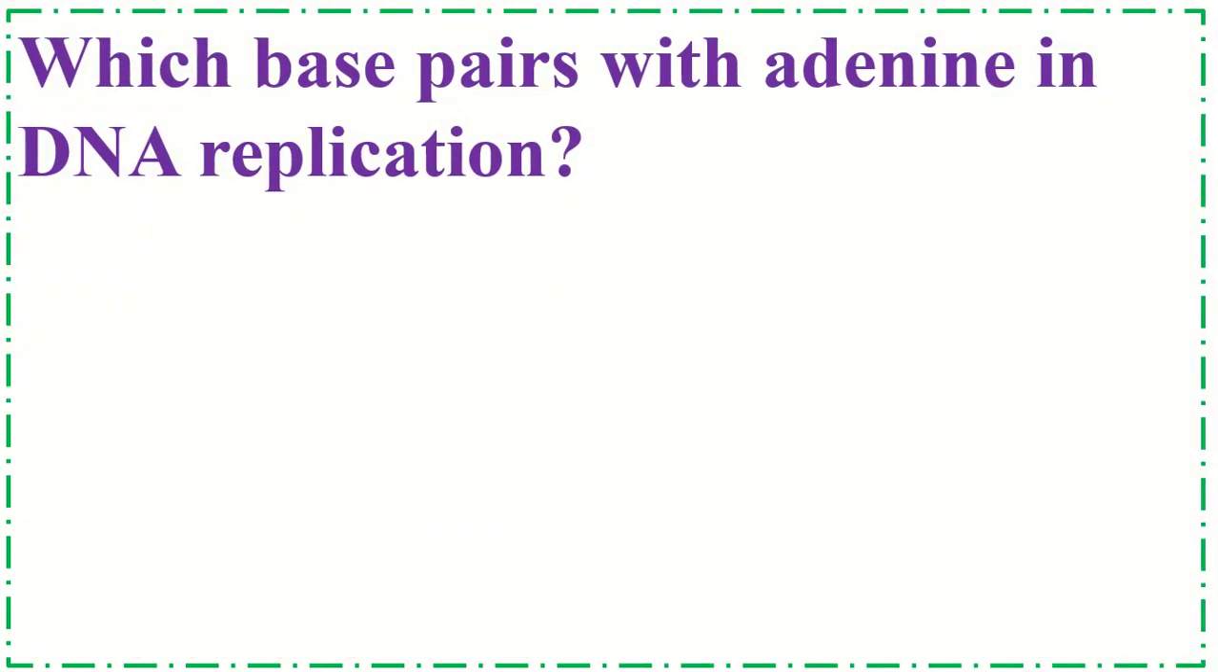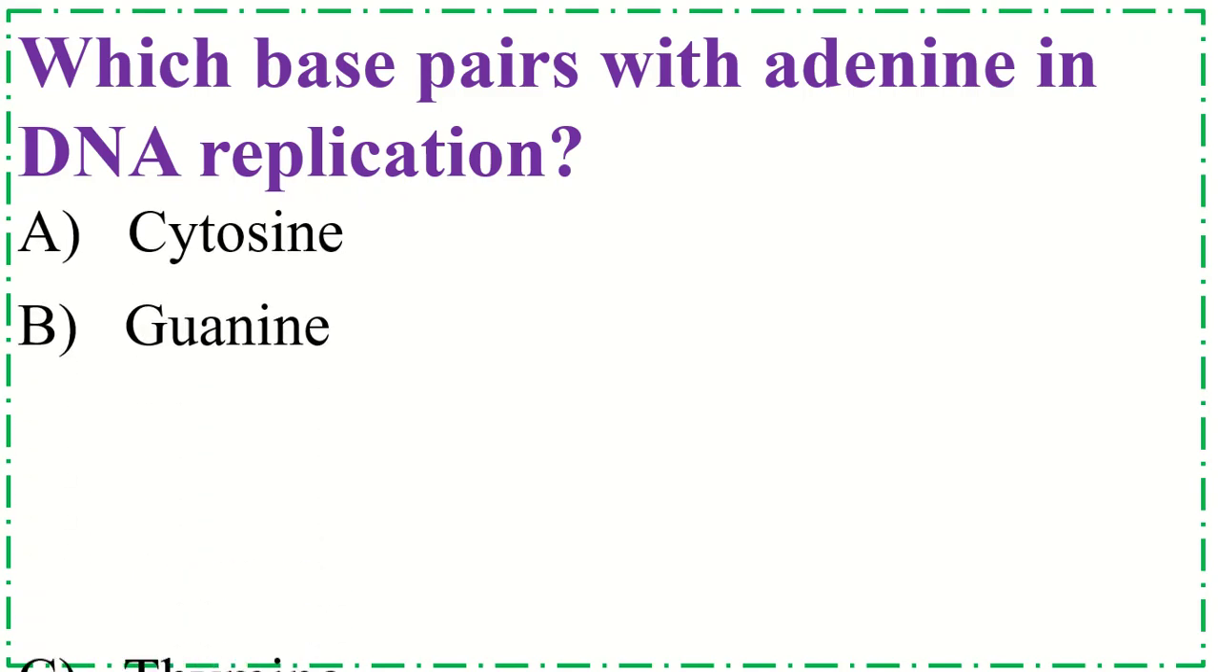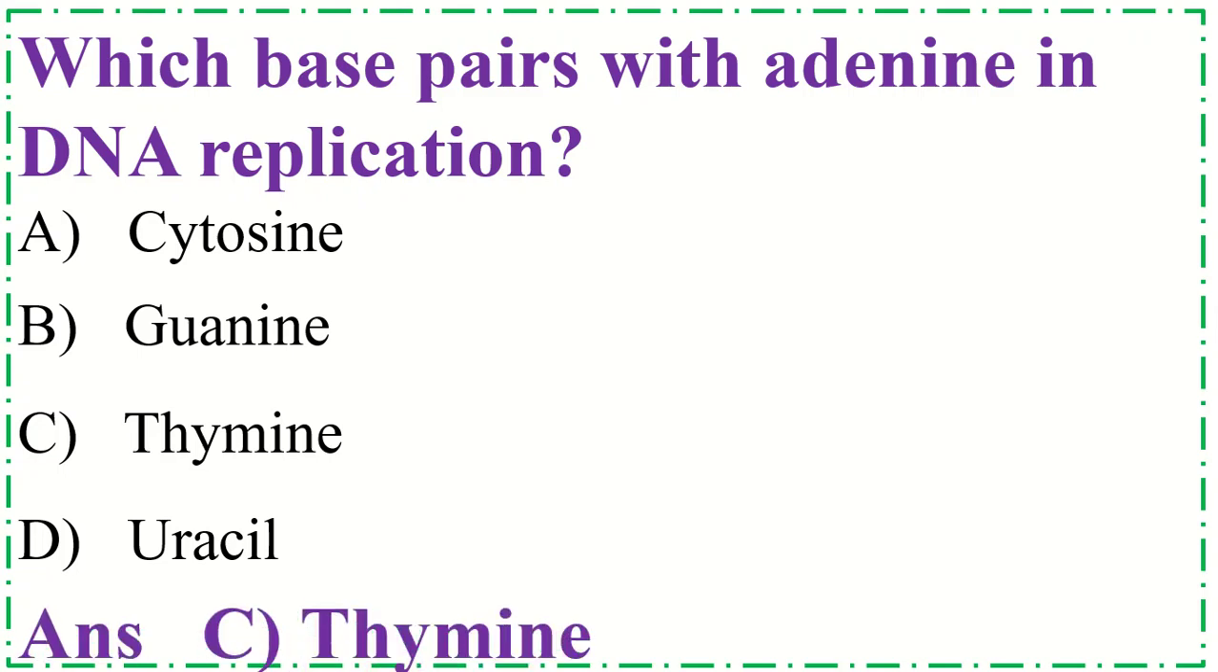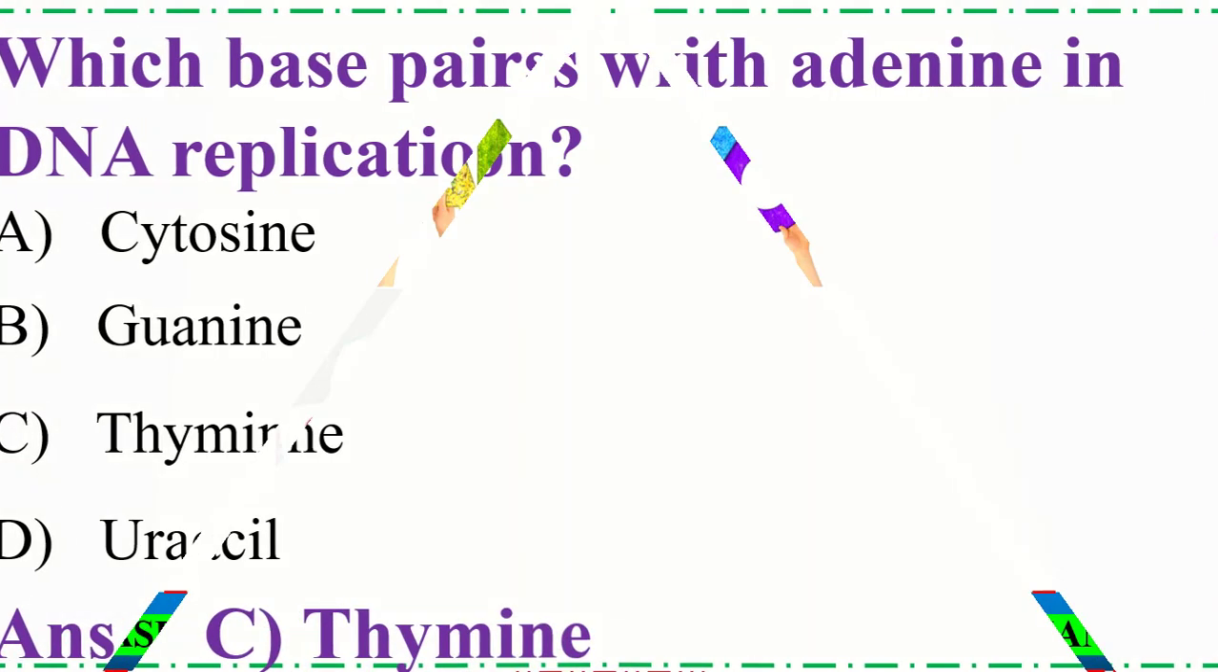Which base pairs with adenine in DNA replication? Option A, cytosine, B, guanine, C, thymine, D, uracil. Correct option is C, thymine.